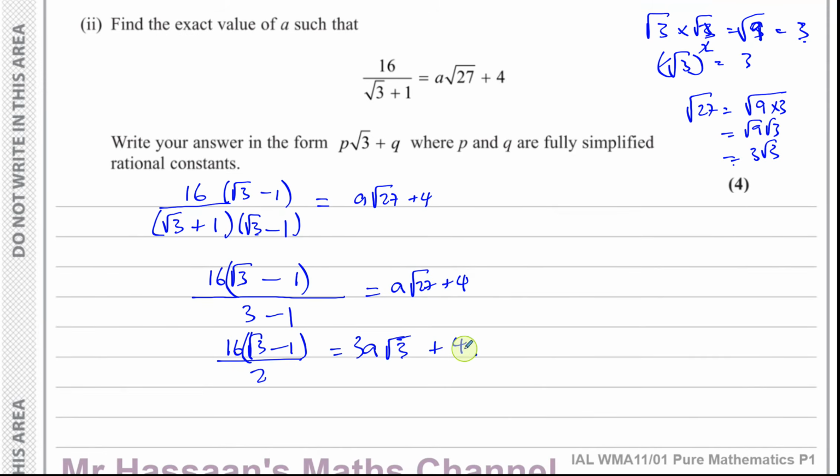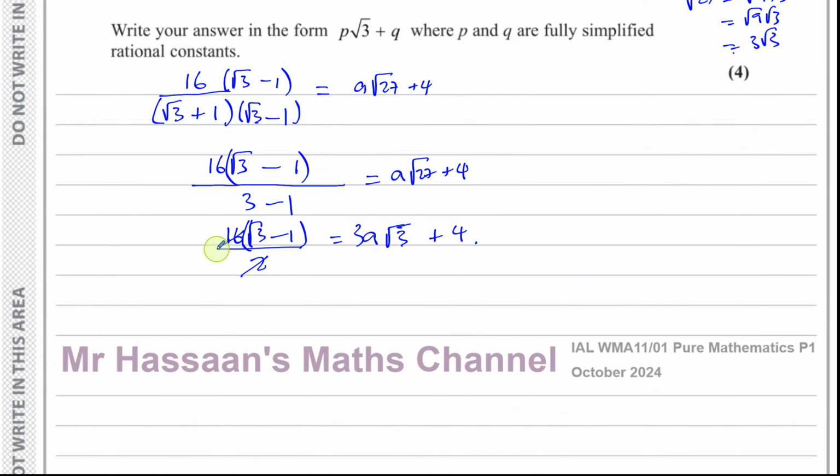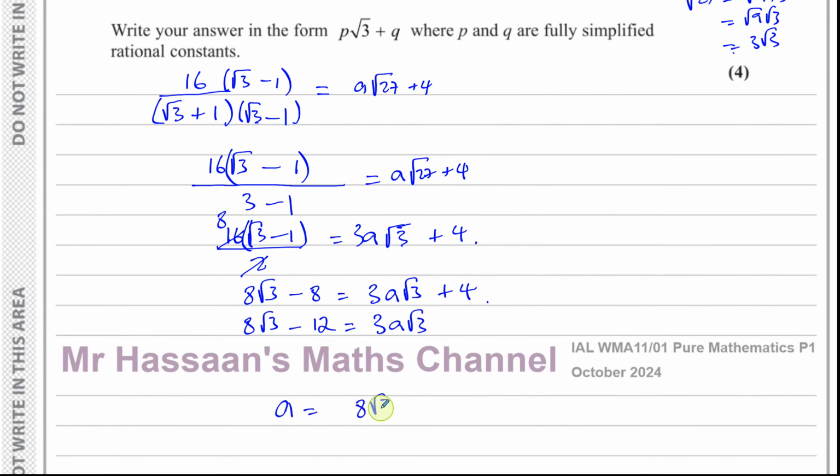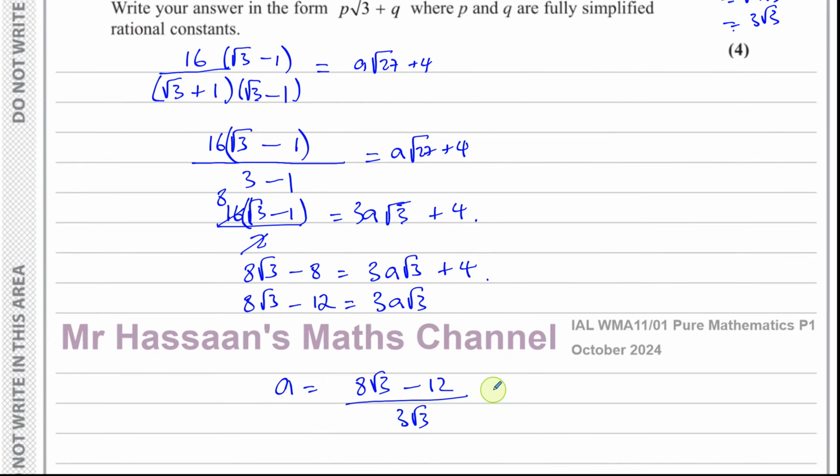And now we can cancel out the 16 and the 2. That gives you 8 here. So now we got 8 root 3 minus 8 equals 3A times root 3 plus 4. So we want to make A the subject. We want to find A equals. So I can subtract 4 from both sides. So I have 8 root 3 minus 8 minus 4, which is 12, minus 12, and that's equal to 3 times A root 3. So I can say A is going to be 8 root 3 minus 12 all over 3 root 3.